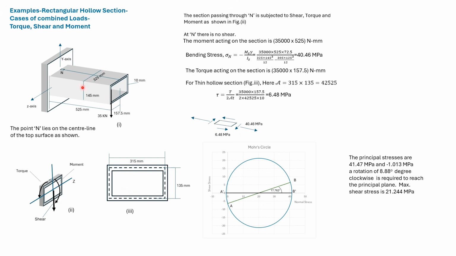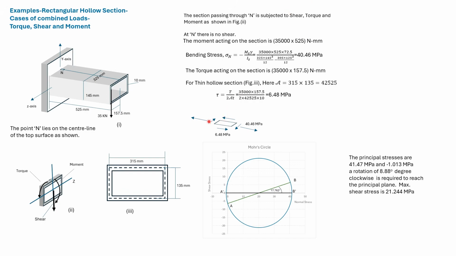These are the outer dimensions of this rectangular hollow section. The thickness is 10 millimeter. So we find the dimension of the center line. Shear stress is equal to torque divided by 2 into area within the center line into P. So we can find the shear stress.